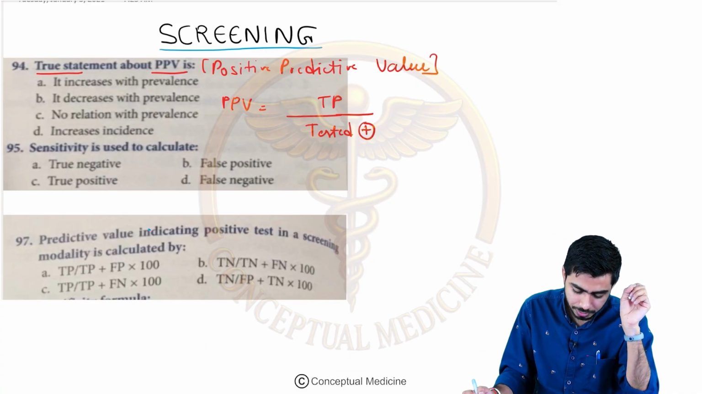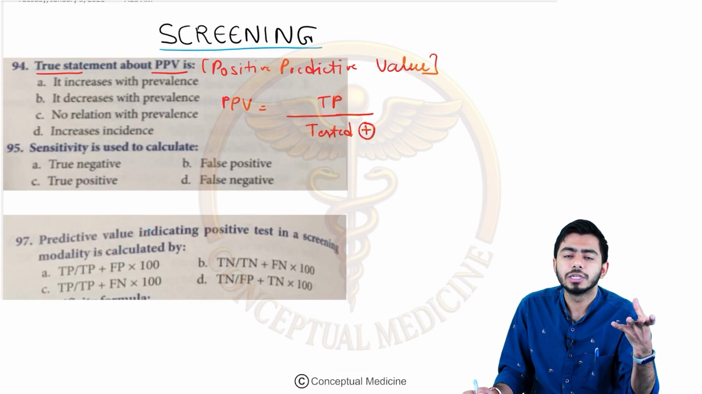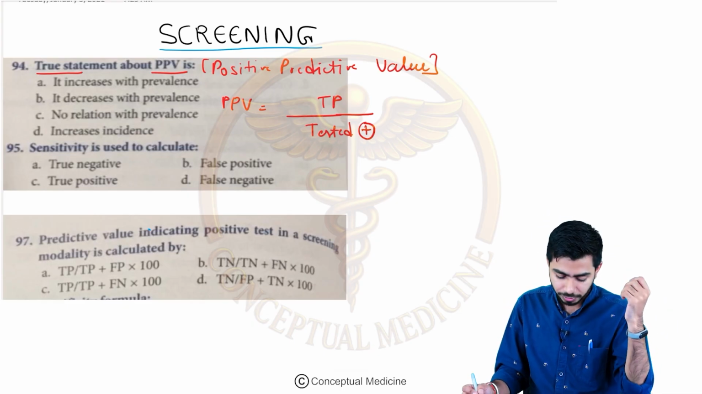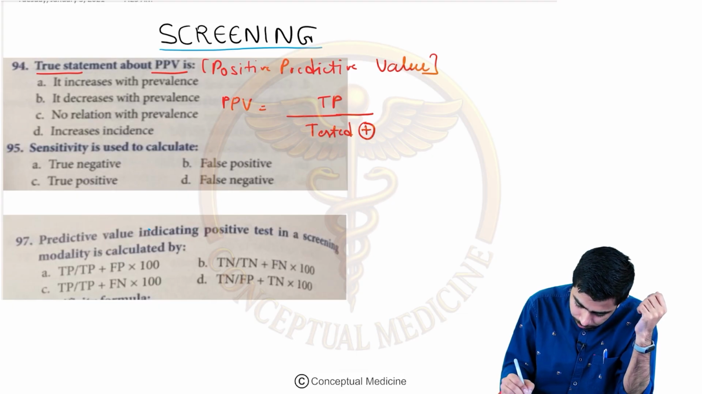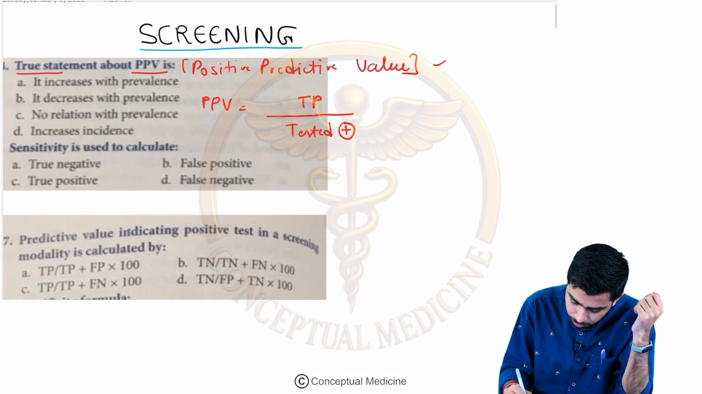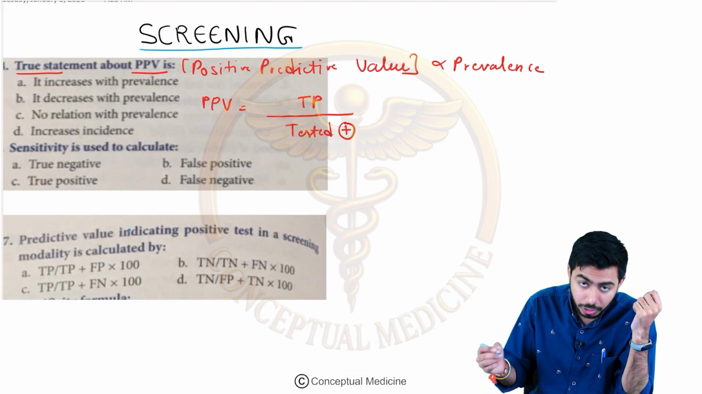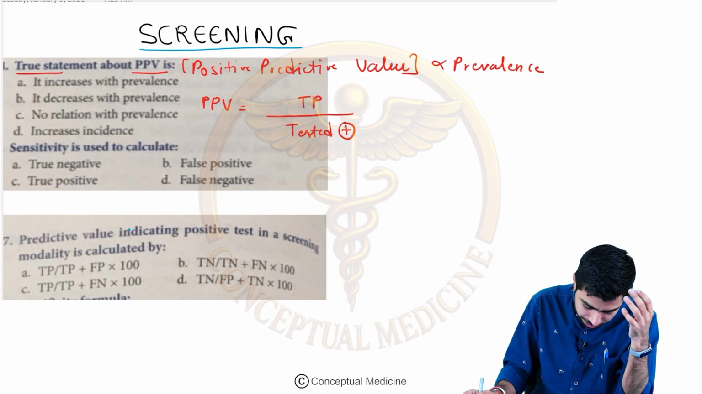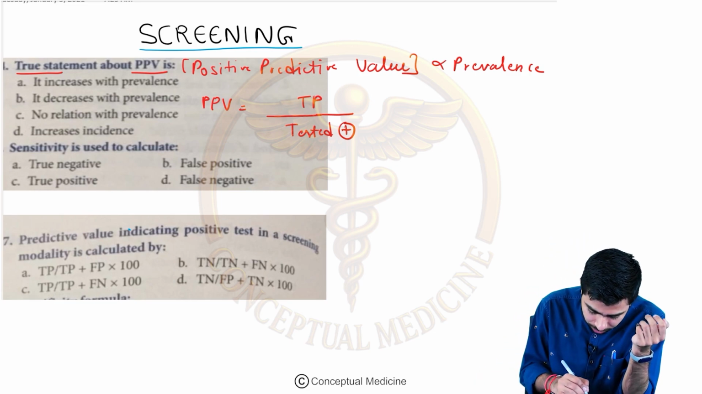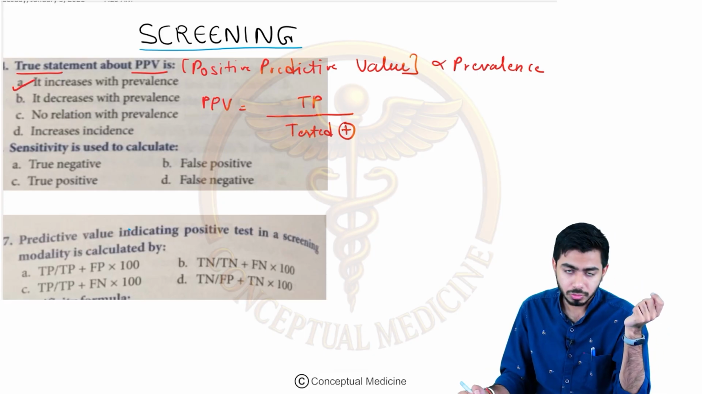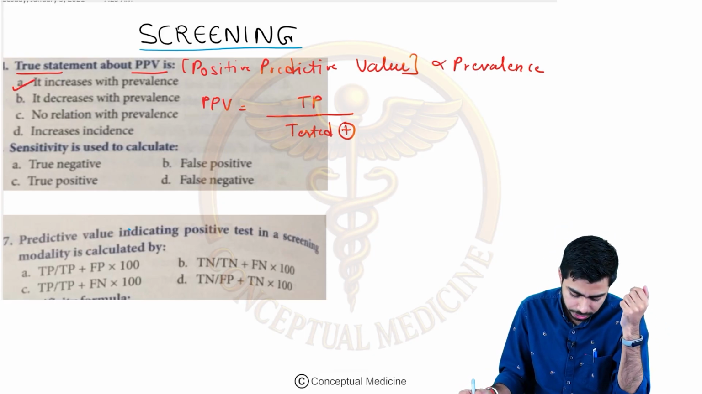I told you positive predictive value is directly proportional to the prevalence. So if the prevalence increases, positive predictive value will also increase. Does it decrease with prevalence or increase with prevalence? It increases with prevalence. So this will be the MCQ, guys. Option A will be the correct choice, right?